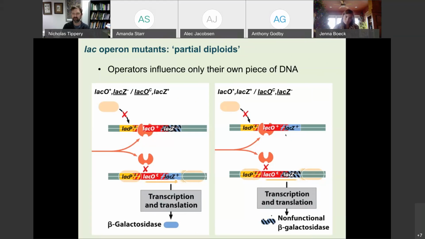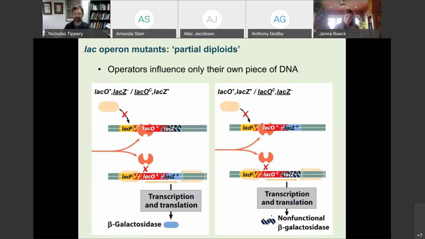The right-hand example, though, the combination of the mutated operator with the mutated LAC-Z gene produces the non-functional beta-galactosidase, and there's no ability to transcribe this one, the functioning beta-galactosidase, because it's attached to the functioning operator that gets repressed. Okay with that?